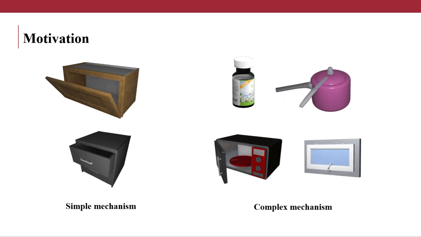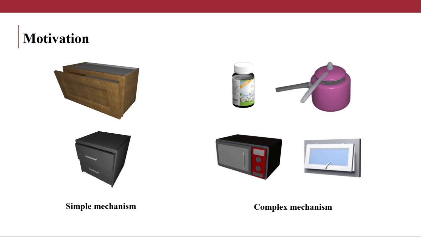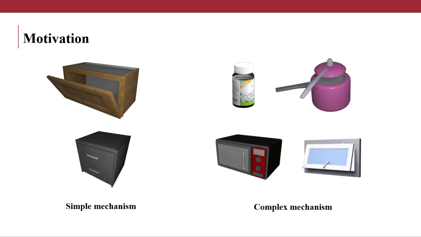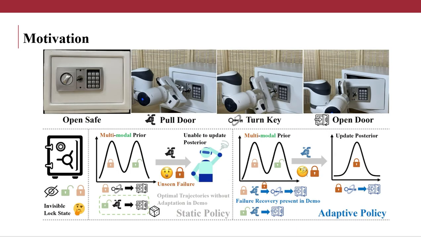However, composed of multiple parts connected by joints, articulated objects are endowed with diverse functional mechanisms through complex relative motions. Due to the unobservable internal structure, such as the state of a lock or joint angle constraints, a static policy trained with optimal trajectories as demonstrations leads to a bimodal distribution based on visual observation alone. If the robot samples the unlocked trajectory and fails to open the locked door, it will be out of distribution.